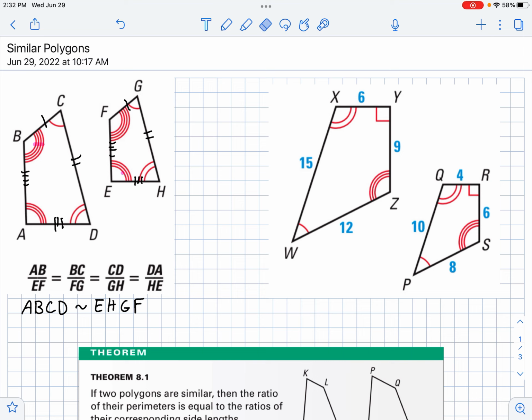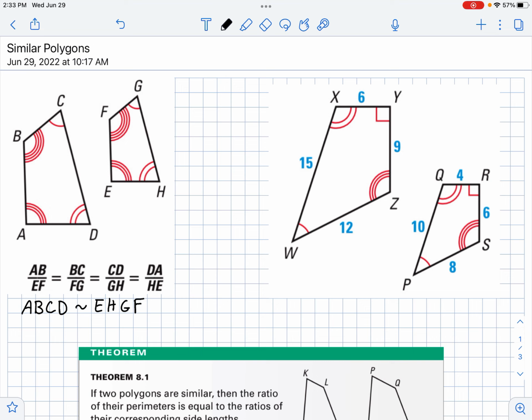But let's suppose we want to remove this condition that all the sides are the same, that each side is congruent to its corresponding side in the other polygon. Let's suppose we remove that condition and we just say the corresponding angles have to be congruent. Well, that's part of what's going to make a similar polygon. But here's what has to happen.